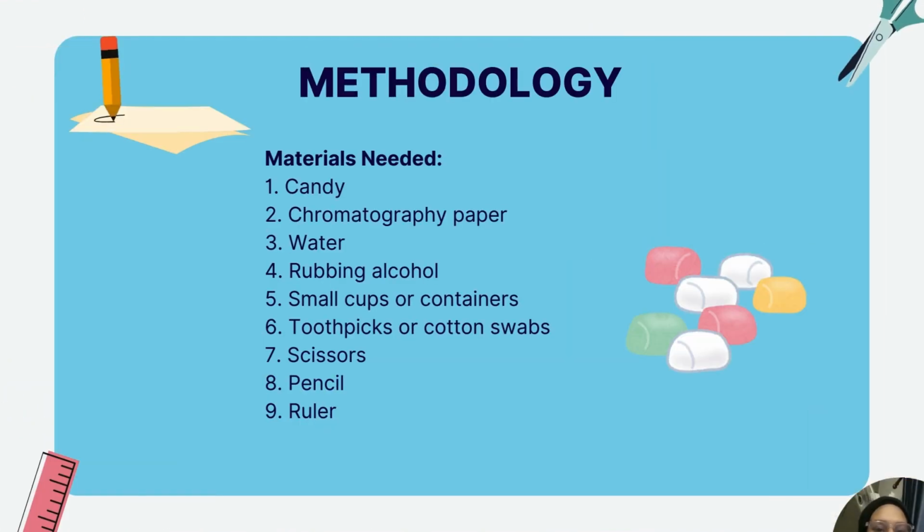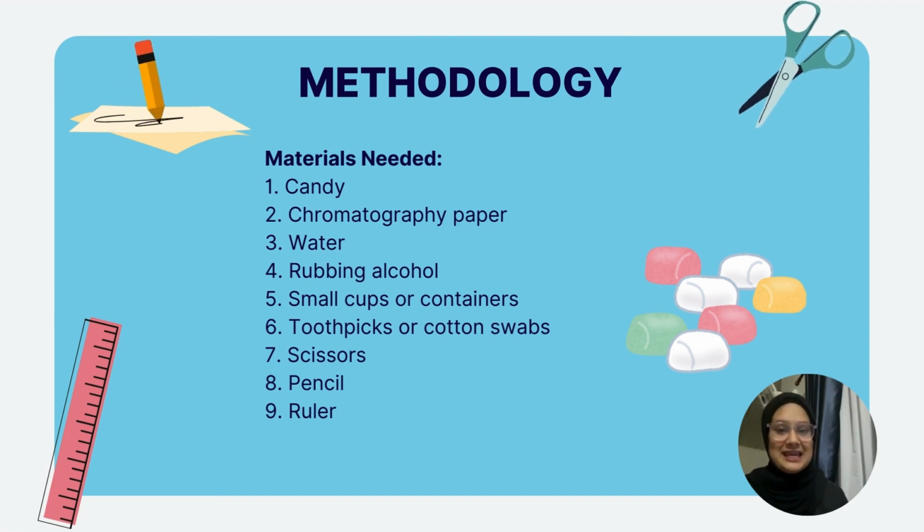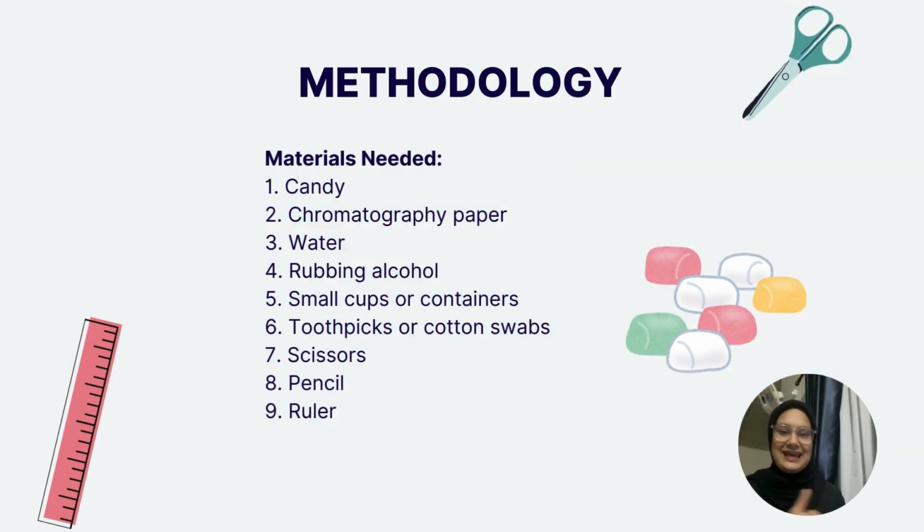So now you might be wondering how to run this experiment. It is very cool actually. But before we get into it, let's see what materials are needed to run the experiment. We need candy, obviously like M&Ms, chromatography paper, water, rubbing alcohol, small cups or containers, toothpicks or cotton swabs, scissors, pencil and ruler. So without further ado, let's get into it.